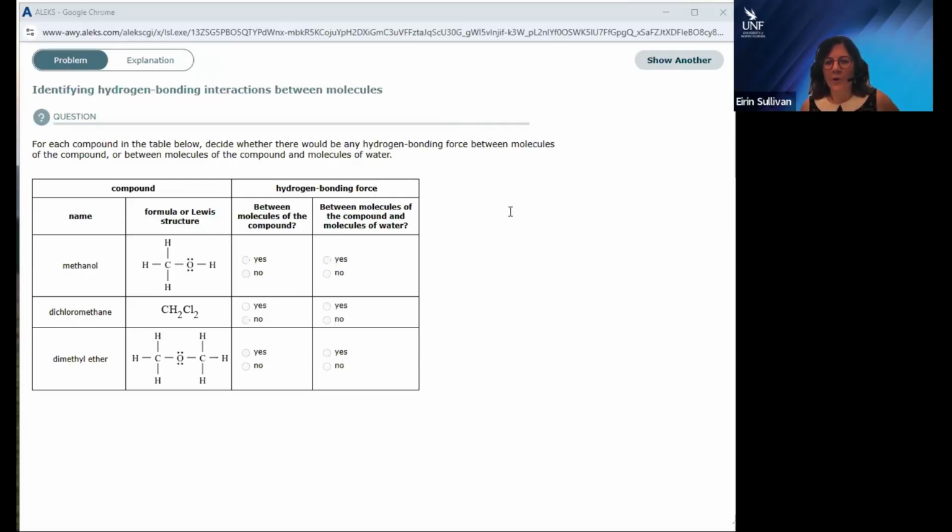So first of all, we should probably recall what our definition of a hydrogen bonding interaction is. So remember, hydrogen bonding is a type of extra strong dipole-dipole interaction. Dipole-dipole interaction is between a permanent dipole, where when you see in the Lewis structure there is a difference in electronegativity between two atoms forming a bond, and it can interact with the dipole on an adjacent molecule.